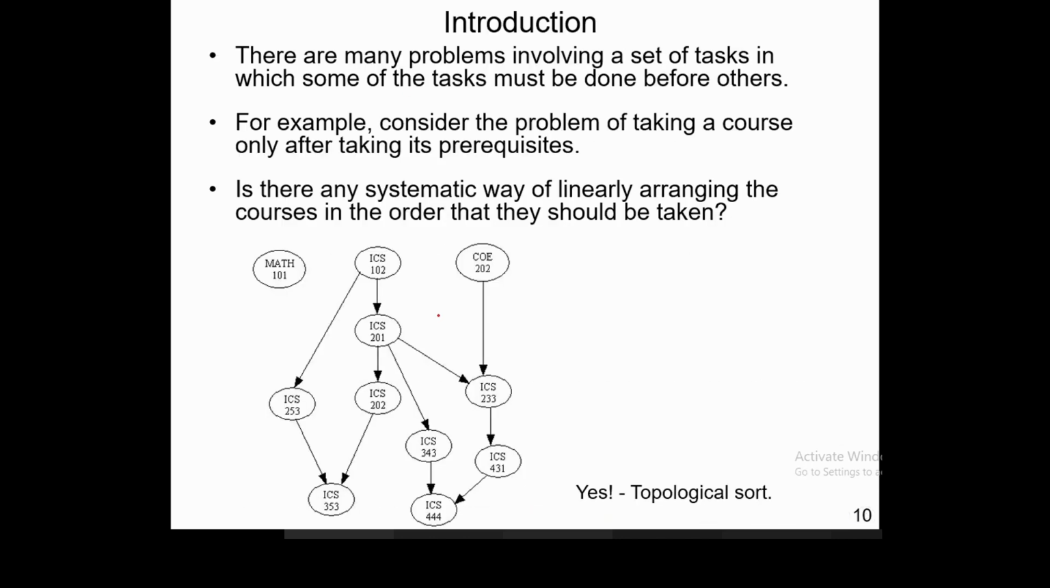So this is the example which I mentioned in the previous slide. There can be some courses, and suppose this is a hierarchy, like before starting this particular course, the concepts of these courses must be known to the student. So this course is dependent on this, and this course is dependent on this. This is basically the dependency of tasks. So is there any systematic way of linearly arranging the courses in the order that they should be taken? Yes, we can use topological sorting for that purpose.